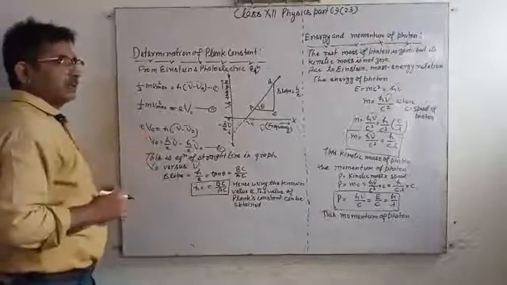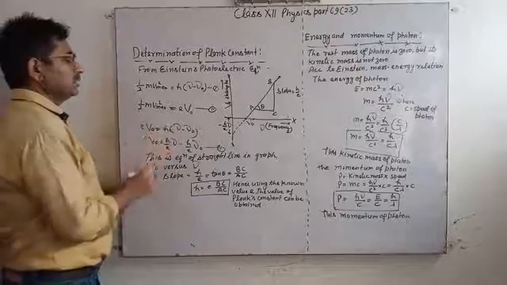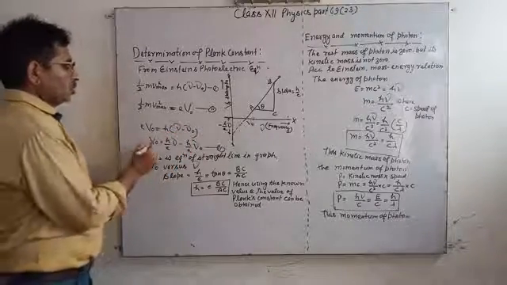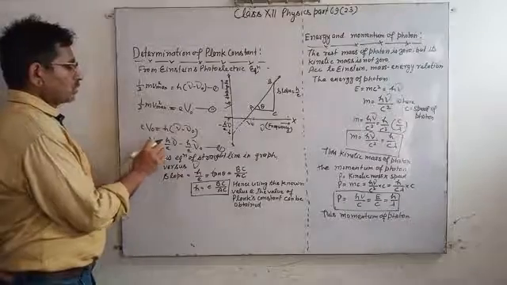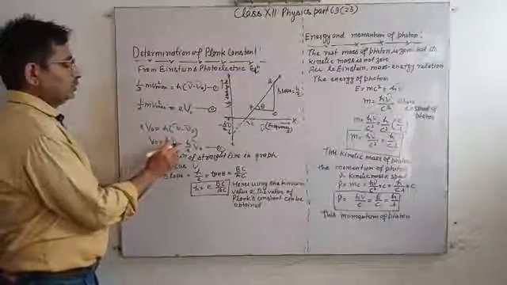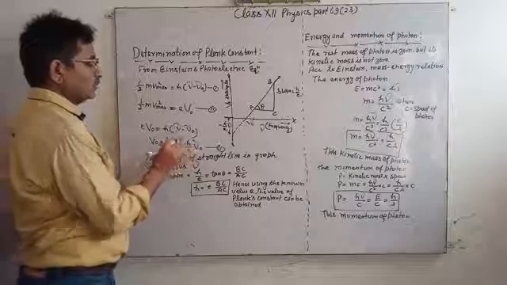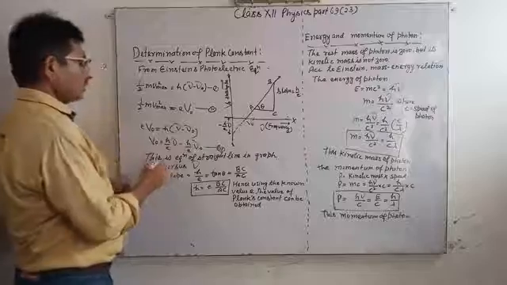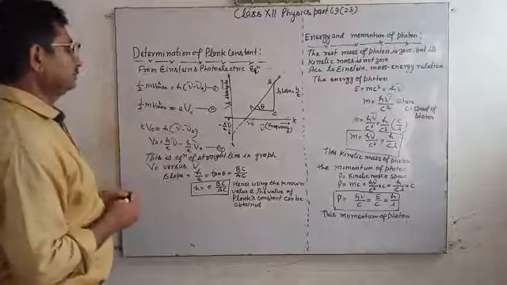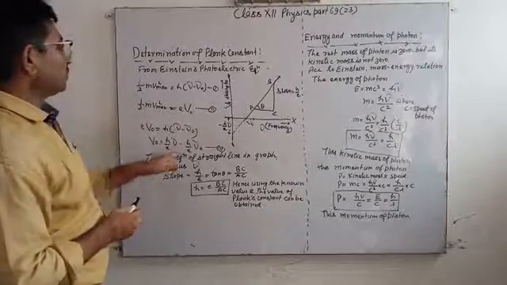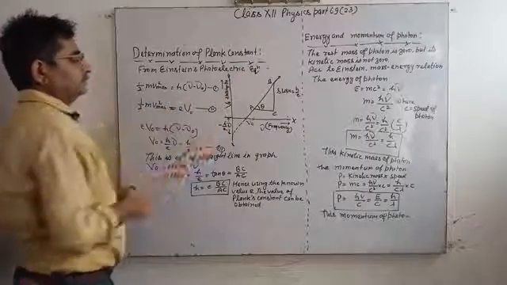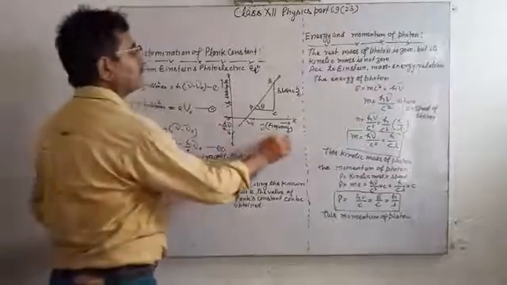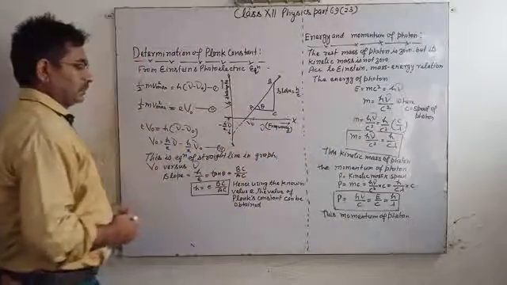Therefore e V naught equals h into (nu minus nu naught), or V naught equals h by e nu minus h by e nu naught. This is equation three. From this equation, this is the equation of a straight line in a graph of V naught versus frequency nu.